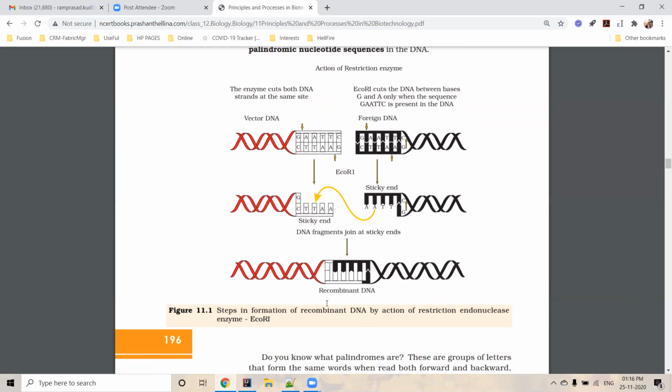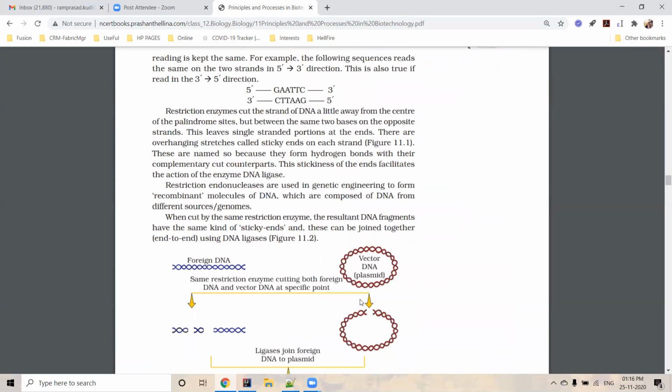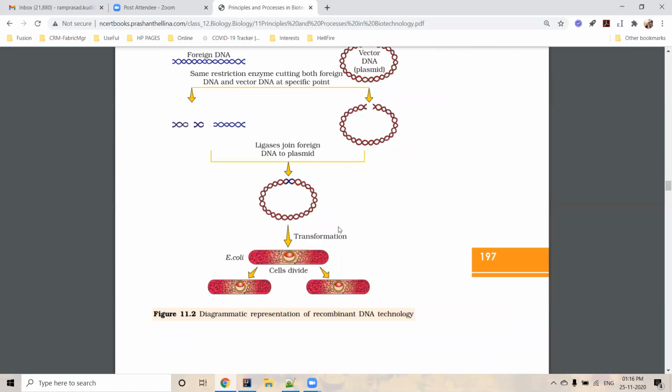This is called recombinant DNA. You can see the combination: one is desired DNA, the other is plasmid DNA. You are combining the desired DNA with the plasmid DNA. Therefore, it is recombinant DNA. So now the recombinant DNA is ready.